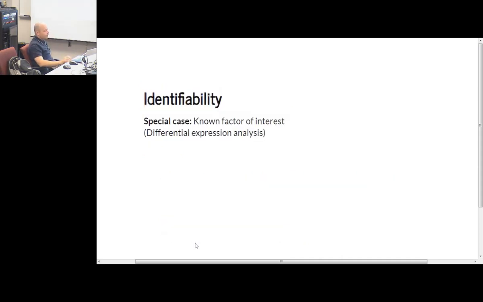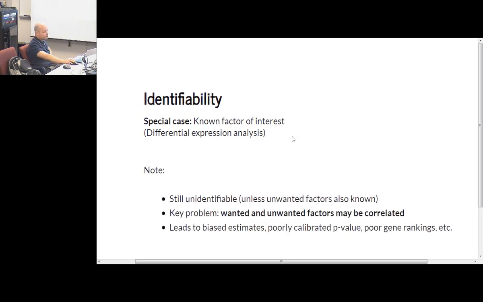Okay. One special case I want to highlight is when you do have a known factor of interest, which is the case when you're doing a differential expression analysis. Even if you have a known factor of interest, you do still have identifiability issues.